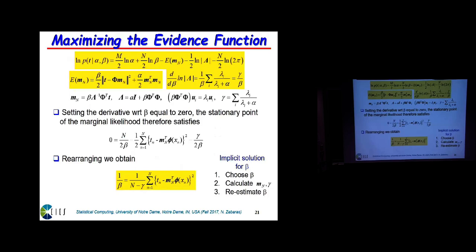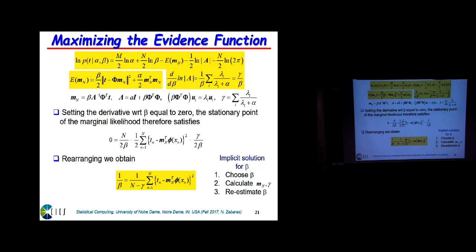So this is also an iterative problem. You have to do it in a self-consistent manner, right? So to calculate beta, you are going to assume what m_N and gamma are, re-estimate beta, and keep iterating. And if you want, you can do it in a closed loop together with the parameter alpha as well, or you can do it independently. All right.